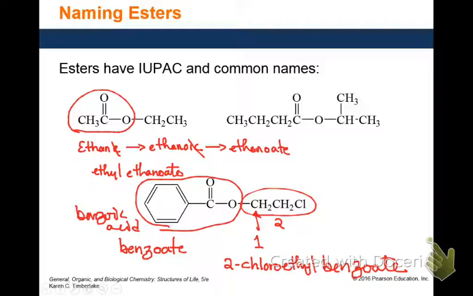Questions. So you have to be a little bit careful. If the alkyl group has a substituent on it, you number from the end attached to the oxygen and just tell people where that other thing is. If that hadn't been there, it would have just been ethyl benzoate. But since there's a chlorine on there, you just have to say where that chlorine group is.